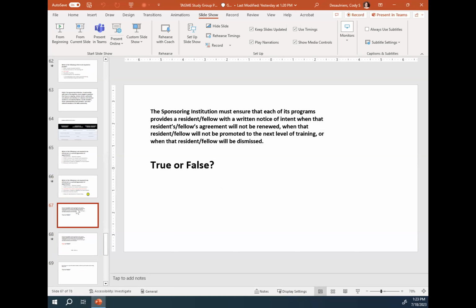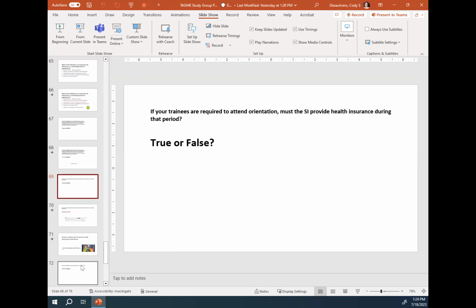The sponsoring institution must ensure that each of its programs provide a resident fellow with a written notice of intent when that resident or fellow's agreement will not be renewed, when that resident or fellow will not be promoted to the next level of training, or when that resident and fellow will be dismissed. True or false? True. True, correct. All right, if your trainees are required to attend orientation, must the SI provide health insurance during that period? True or false? False.